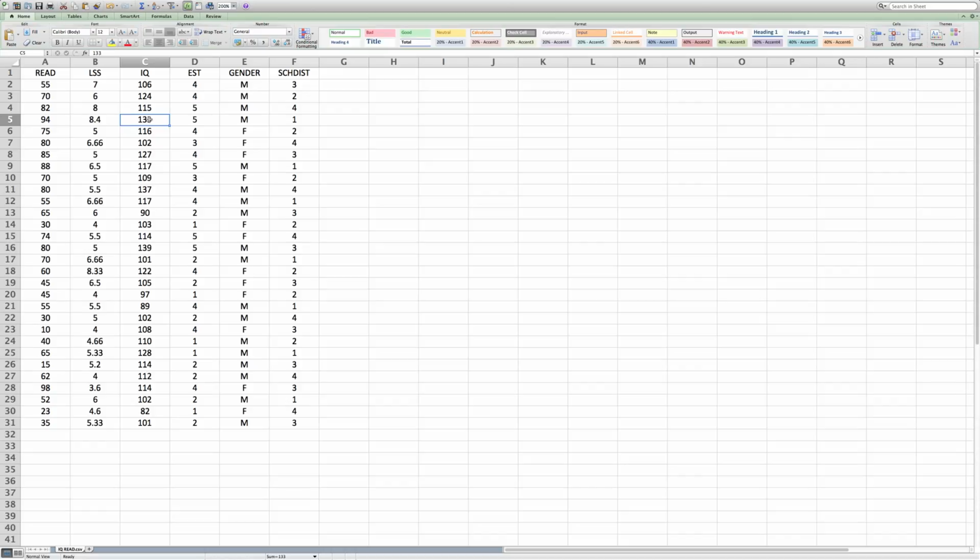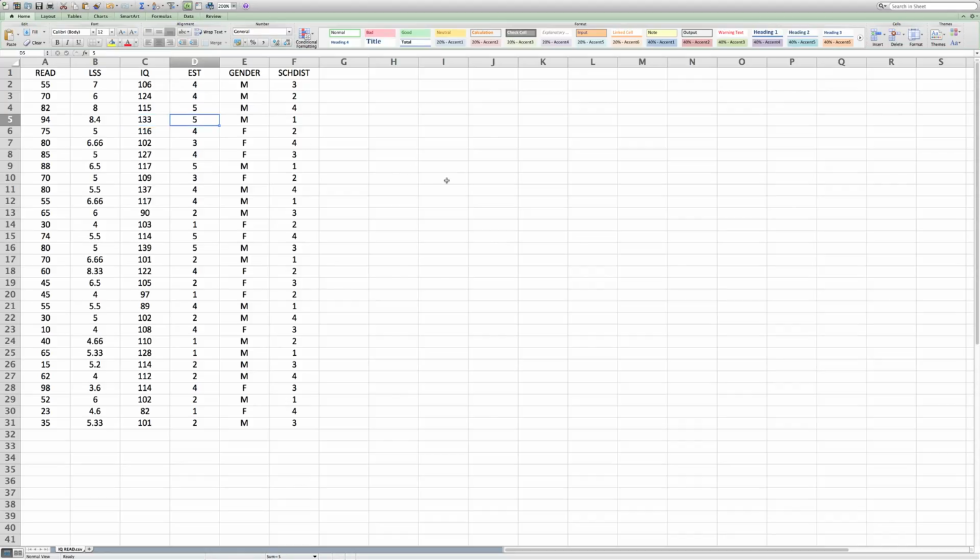Guys, here we have IQ. If you buy into that stuff, this column's for you. Personally, I've taken, I think, 11 IQ tests. I've never scored the same thing once, so who knows about IQs?